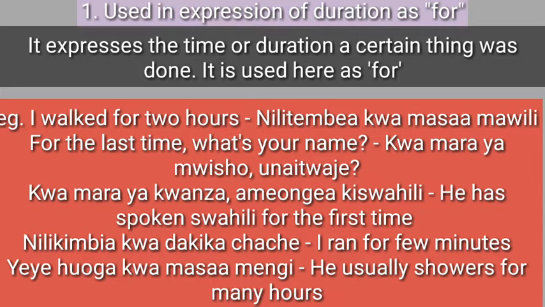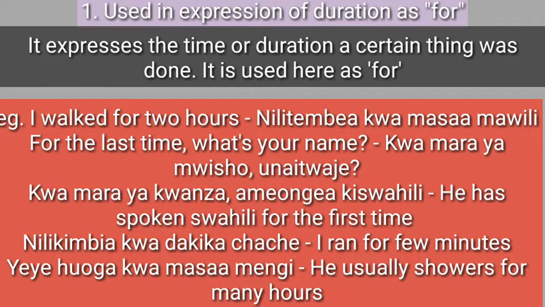It expresses the time or duration a certain thing was done. It is used here as for. Example, I walked for 2 hours. Nilitembea kwa masaa mawili. For the last time, what's your name? Kwa mara ya mwisho, unaitwaje? Kwa mara ya kwanza, ameongea Kiswahili. For the first time, he has spoken Swahili.